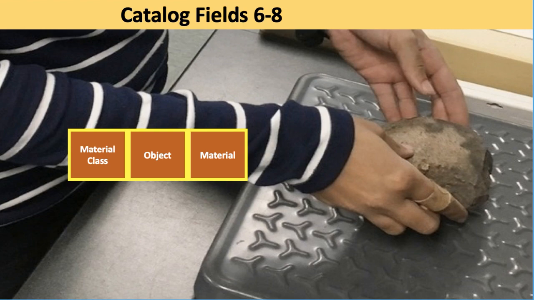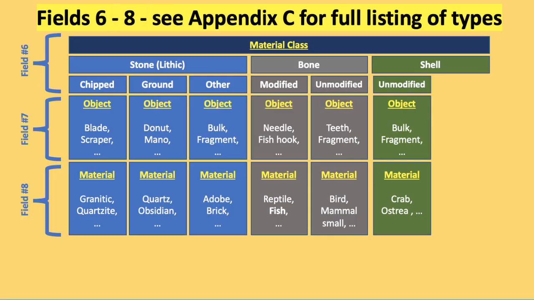This table shows some examples of material class, object, and material for stone, bone, and shell artifacts. There are 7 material classes, including 3 for stone, 2 bone, and 1 shell. We will go through one example from each material class to show the proper use of Appendix C catalog terms. Keep in mind that each material class has many valid term options for object and material combinations.